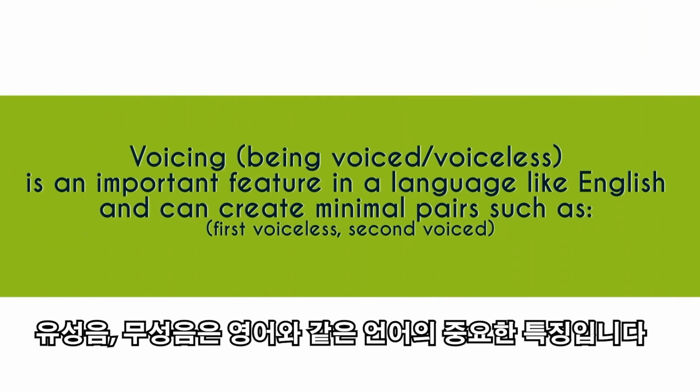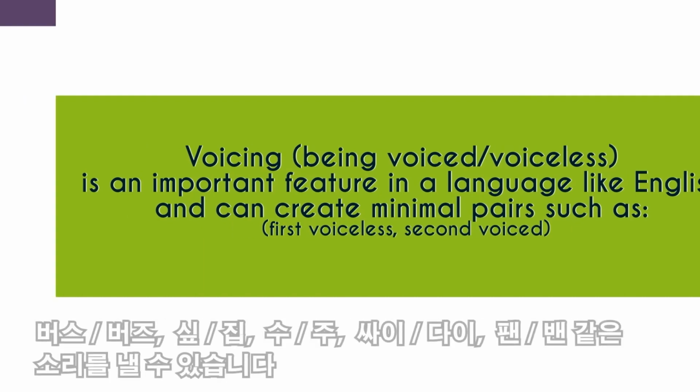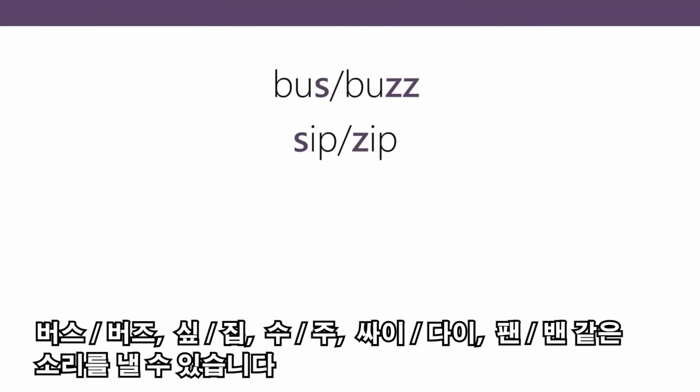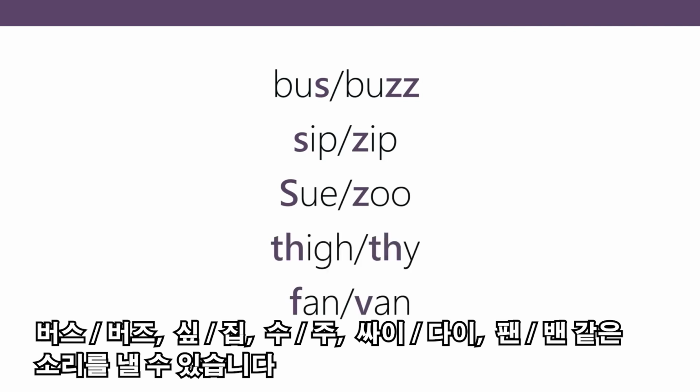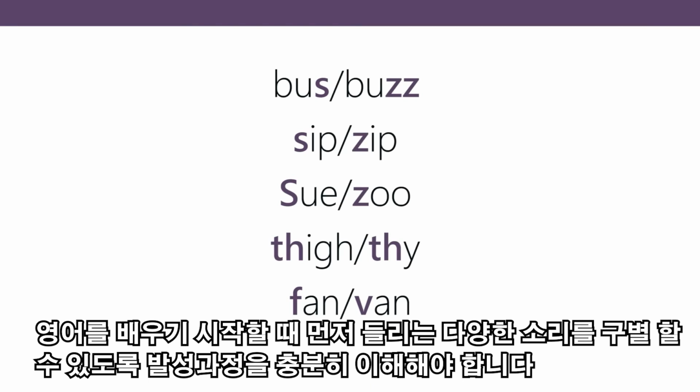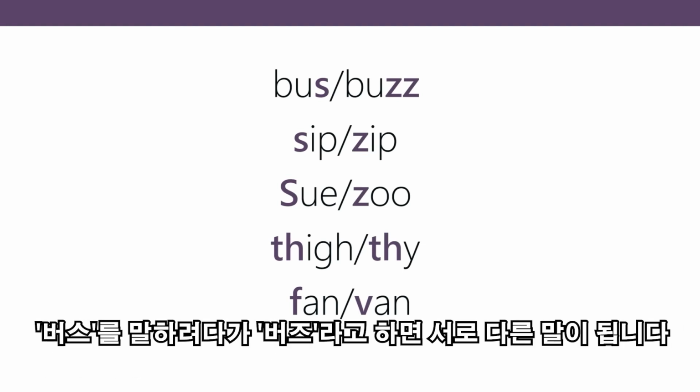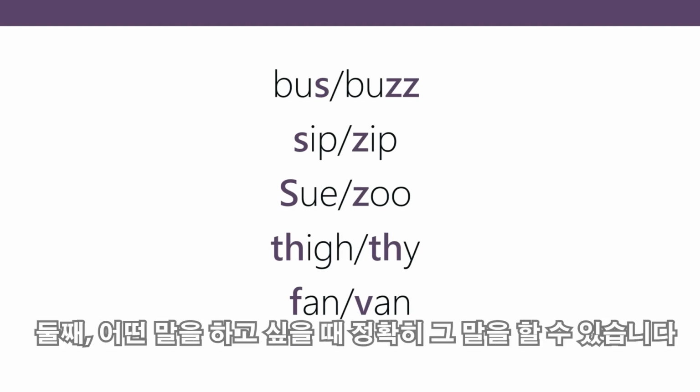Voicing, being voiced or voiceless, is an important feature in a language like English and can create minimal pairs such as bus, buzz, sip, zip, sue, zoo, thigh, thy, fan, van. When you start learning English, you need to gain full control over the voicing process so that, first of all, you can distinguish different sounds that you hear. If somebody says bus as opposed to buzz, they are saying two different words. Secondly, when you want to speak those words, you can produce them accurately.